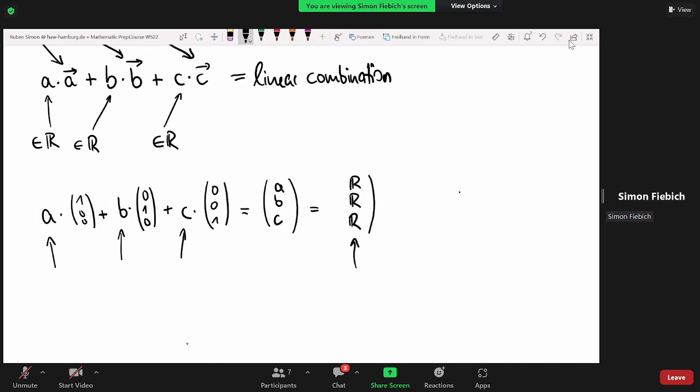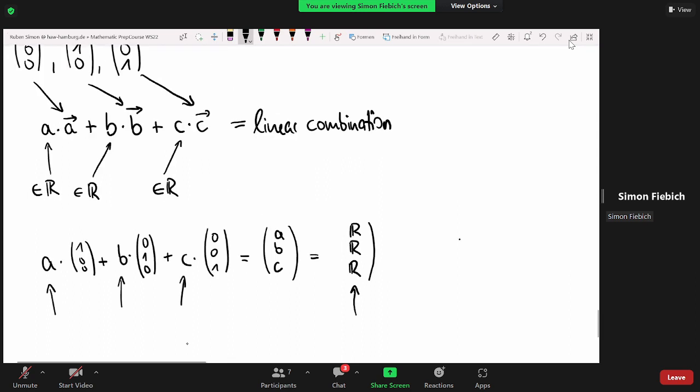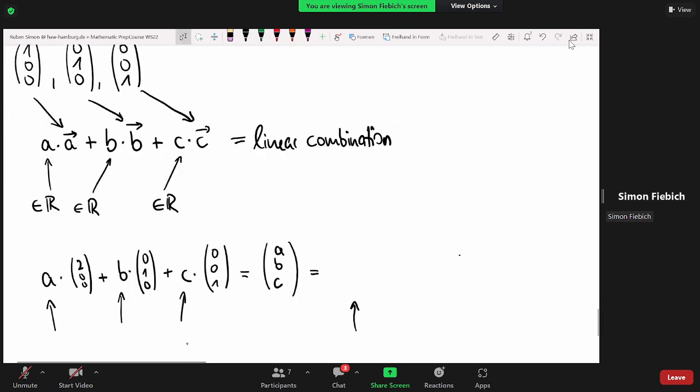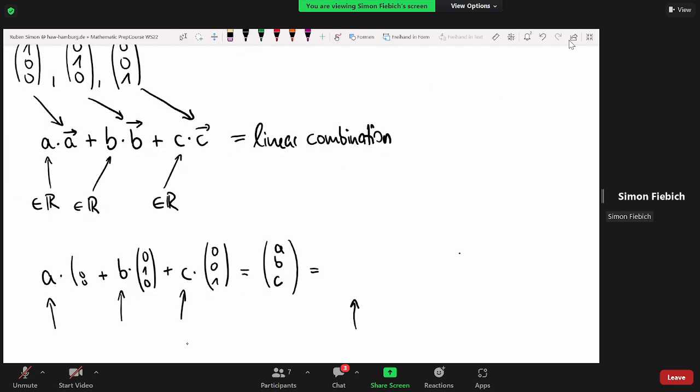Of course, there are a lot of other possibilities for how to make up a generating system. It would also be possible to use (2, 0, 0) instead of (1, 0, 0), because you would still be able to pick up any arbitrary vector you could think of. But that's why I wrote down basic generating system. The system with (1, 0, 0), (0, 1, 0), and (0, 0, 1) is the easiest way to find such a generating system.